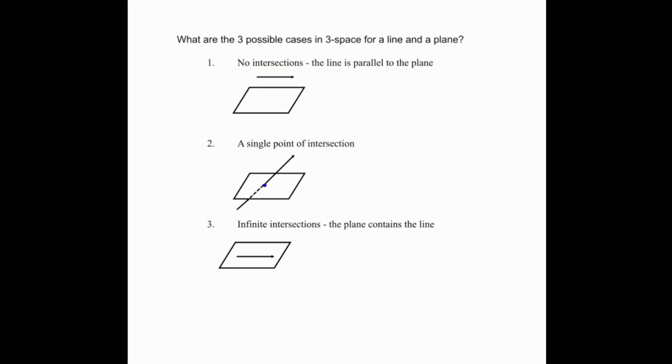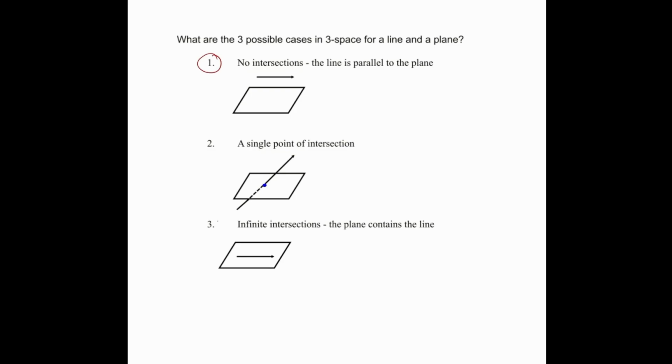Okay, so we know now that there are 3 possibilities, so let's take a look at them. Those 3 possible cases in 3-space for a line and a plane. Well, the first one is that there's no intersection at all. We've got a plane and a line, and they are never going to meet. They're parallel to each other. The line and the plane are parallel.